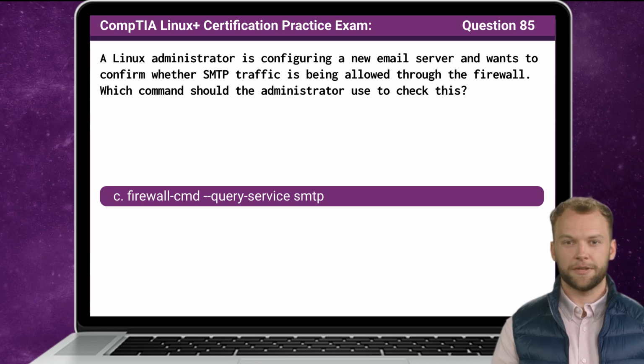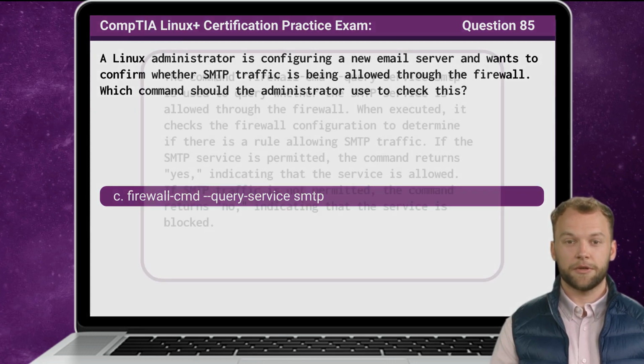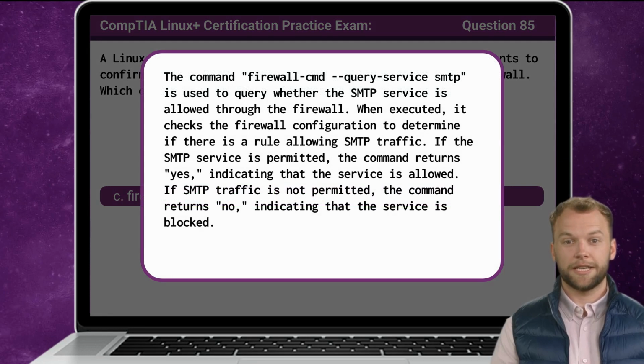The answer is C. firewall-cmd --query-service SMTP. The command firewall-cmd --query-service SMTP is used to query whether the SMTP service is allowed through the firewall. When executed, it checks the firewall configuration to determine if there is a rule allowing SMTP traffic. If the SMTP service is permitted, the command returns yes, indicating that the service is allowed. If SMTP traffic is not permitted, the command returns no, indicating that the service is blocked.